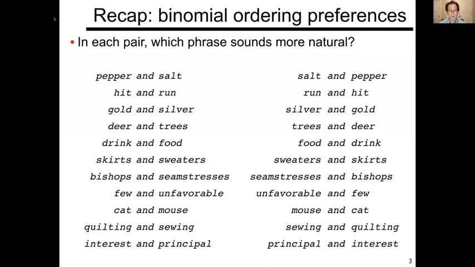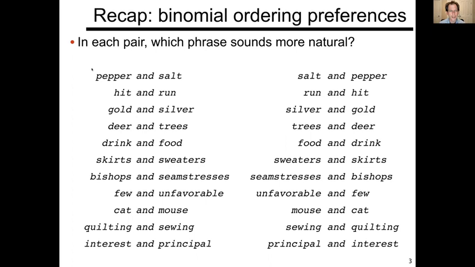So we're going to begin with a review of logistic regression, in particular, the case study of binomial ordering preferences. Binomials are expressions of the form x and y, where x and y are each a single word. And we saw a variety of types of pairs where you had varying intuitions about what the preferred order was. So here are a few examples we looked at.